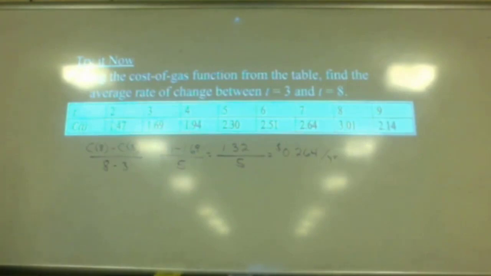Okay, is that making sense so far? And again, it doesn't mean that it changed exactly $0.264 per year. It means that on average over that time span, it changed that much. It's kind of like if I'm driving from here to St. Louis and it takes me 4 hours, and let's just say it's 240 miles. My average speed would be 60, but does that mean the whole time I was going exactly 60 miles an hour? No, sometimes I was going slower and sometimes I was going faster, right? That's the average.